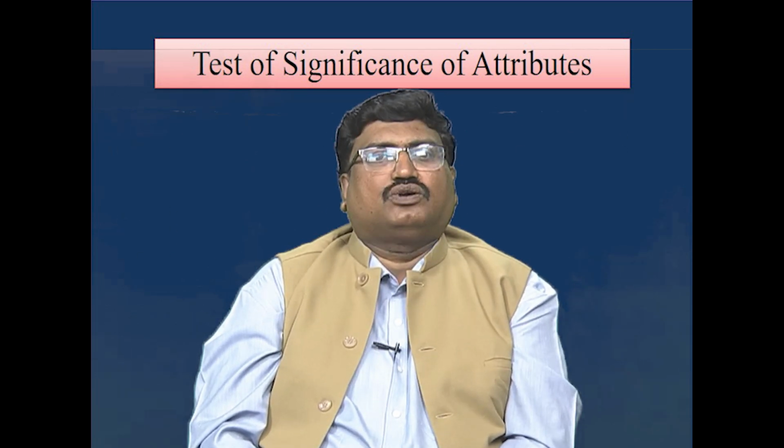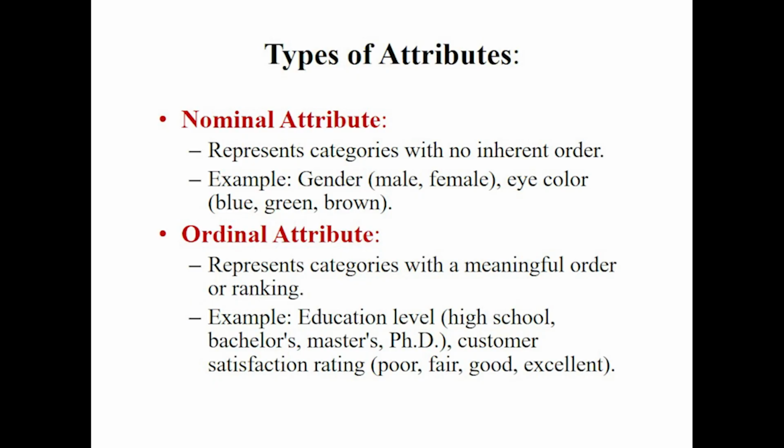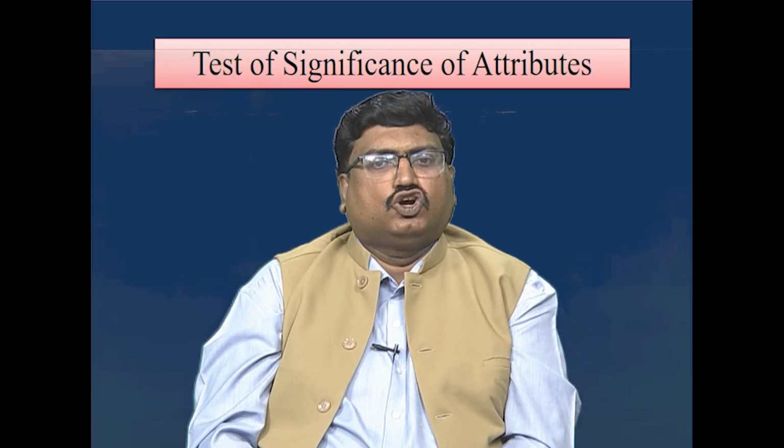You can say you either belong to male, female or others. Now, an ordinal attribute goes about with representing the categories with a meaningful order or ranking. It could be the level of education. You could have passed out of a school or a +2. You could be possessing a bachelor's degree or a master's degree or a PhD. The customer satisfaction level can vary anywhere along poor, fair, good, excellent based on the feedback.